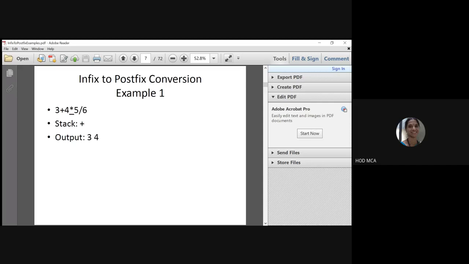Again, we come across star. Star is an operator. When we have to push it into the stack, we compare the precedence with the operator that is already there in the stack. Star has a higher precedence than plus, so we'll simply push star into the stack. Next is 5. 5 is an operand, take it to the output string directly.